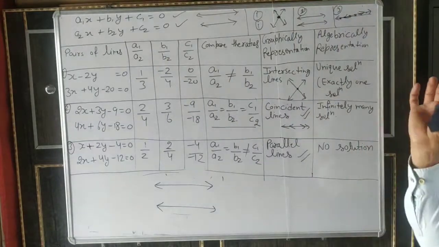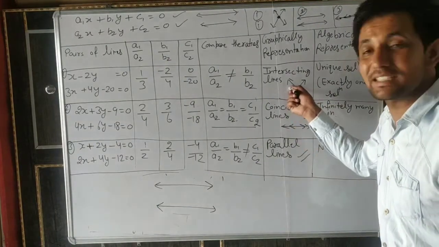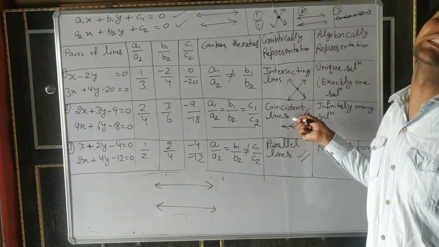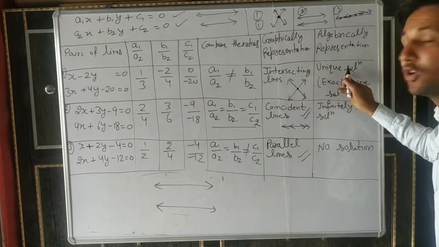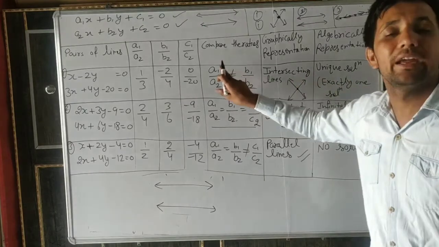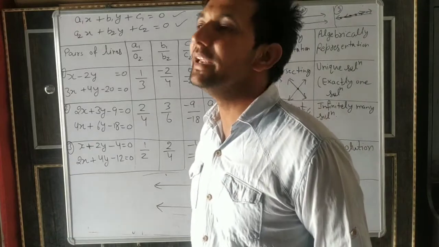So there are only 3 cases, dear. Maybe lines are intersecting, maybe they are never intersecting, maybe they are coincident. So always remember, if lines are intersecting, how many solutions? Unique solution. And in what case are lines intersecting? A1 by A2 not equal to B1 by B2.